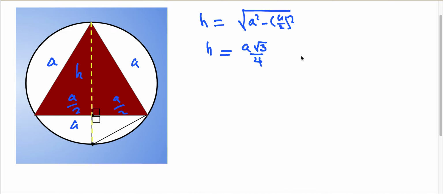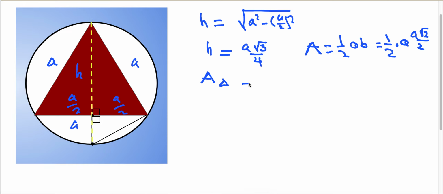And now the area of the equilateral triangle is equal to 1/2 A B. We already know A, but B is the height. Okay, 1 over 2 times A times A square root of 3 divided by 2. So the area of the equilateral triangle is A squared square root of 3 divided by 4. And this one we need in the future when we approach the end.